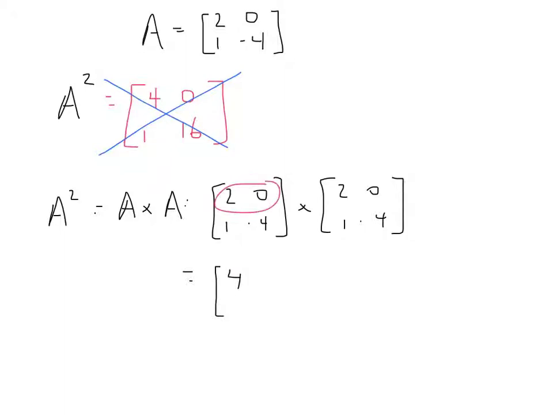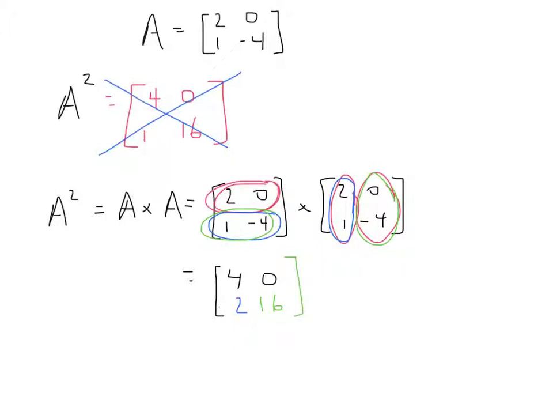So I did here times here. Now I can do 2 times 0 plus 0 times negative 4 is 0. And I can do 1 times 2 plus negative 4 times 1 is going to be negative 2. And finally, we will have 1 times 0 plus negative 4 times negative 4 is 16. And here we have the matrix A squared. So it turns out it's actually pretty close to this product right here that was very incorrect, but this is the solution we should be getting.